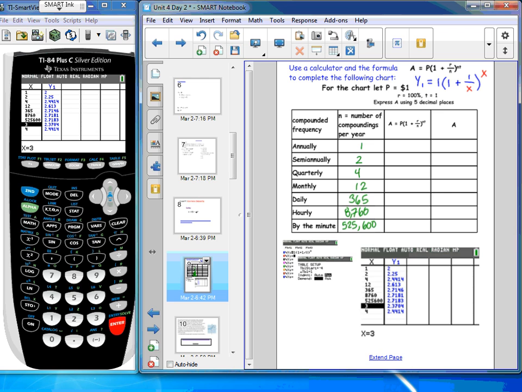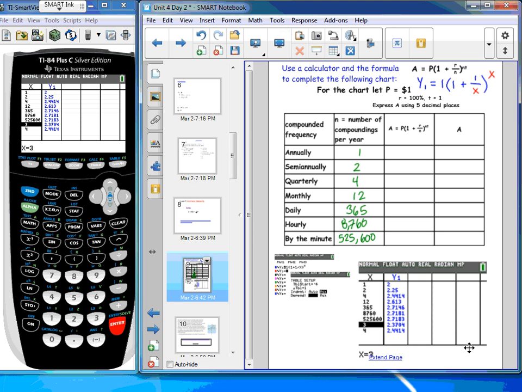So let's go ahead and write down those values. It looks like from my table, we get at the end of a year, if we only compounded once, we got $2 versus $2.25. If we compounded semi-annually, $2.44. If we compounded quarterly, $2.61. If we compounded monthly, $2.71. If we compounded daily, hourly would get us to $2.72. And by the minute, every single minute, if we compounded interest again based on the previous minute's amount, it looks like it'll only get us a little bit more. So that would be 2.71828.